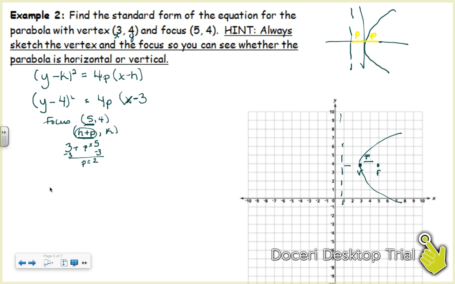So now I should be able to write the full equation. I'm going to write it in 2 steps so that you can see. y minus 4 squared equals 4 times 2, and the actual answer will actually multiply those 4 and 2.